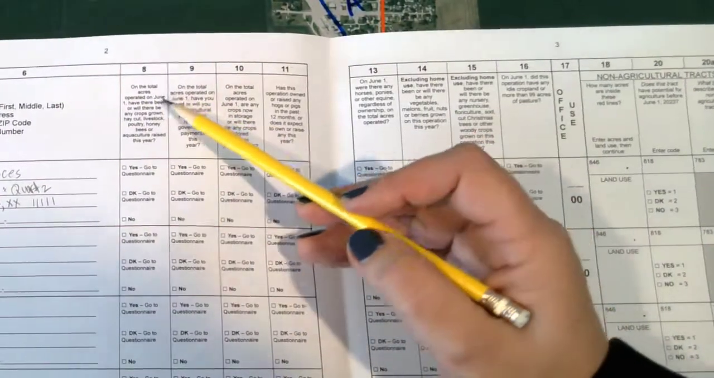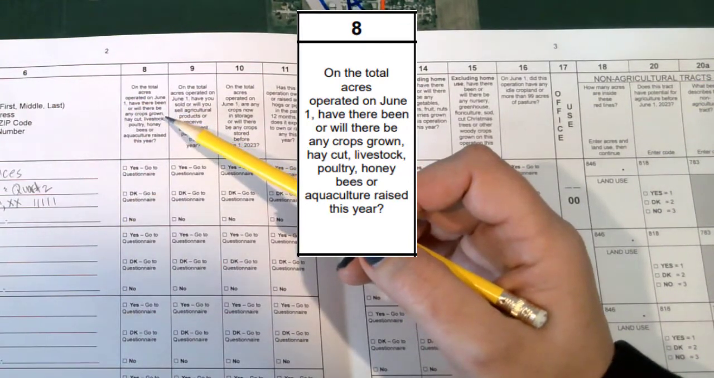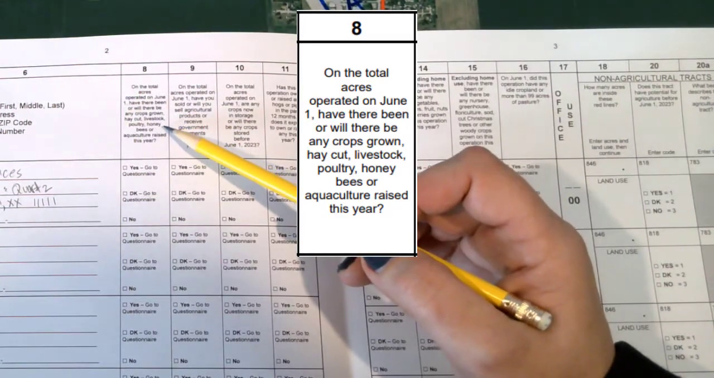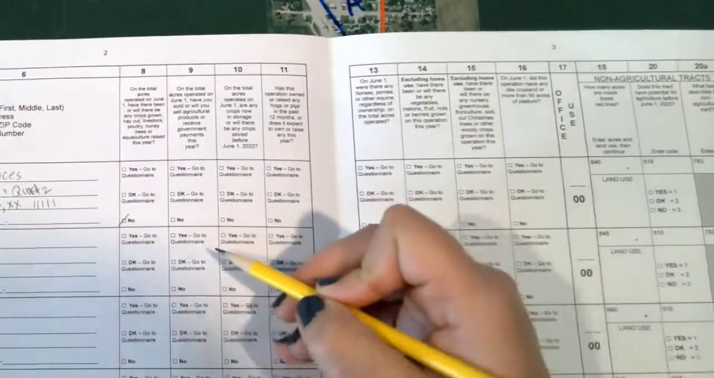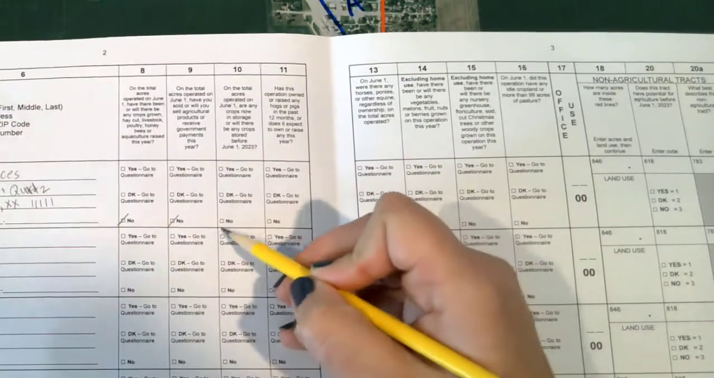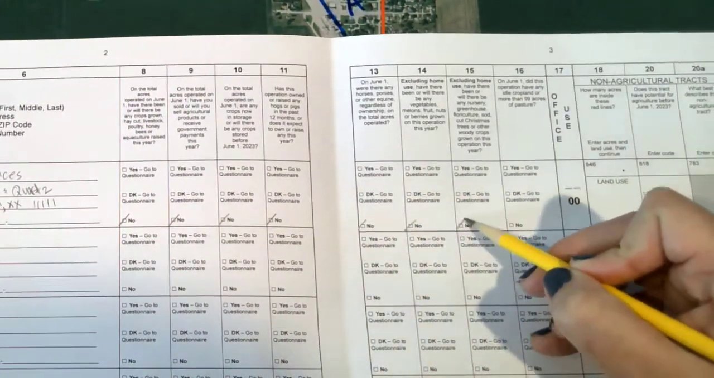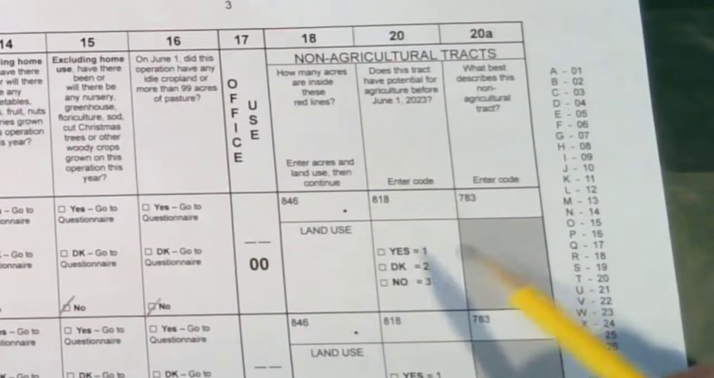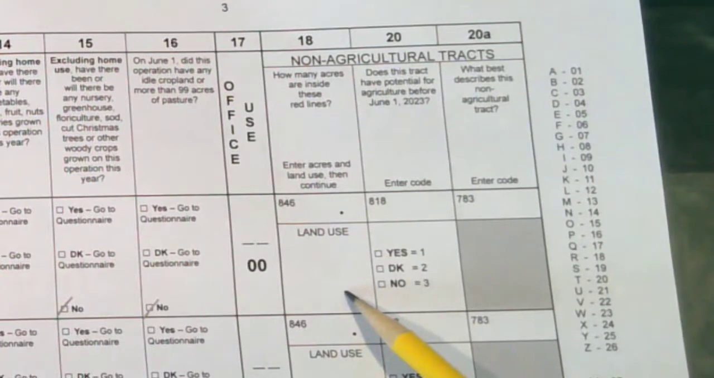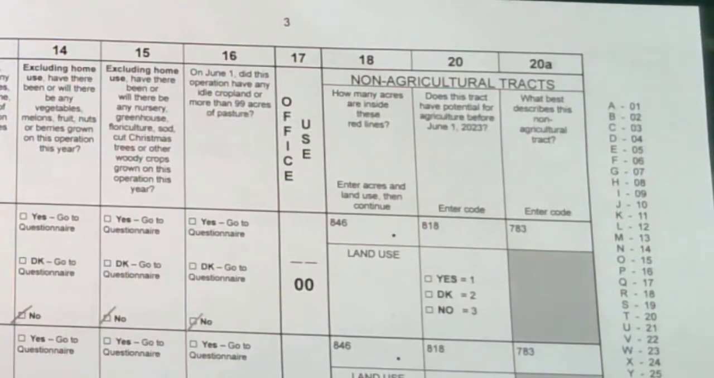Okay, so for this particular tract, on June 1, have there been or will there be any crops grown, hay cut, livestock, poultry, honeybees, or aquaculture raised this year? No. So I will continue to go through these questions. All of them will be answered no. Since these are all answered no, I have a non-ag tract, so I will complete columns 18, 20, and 20A.